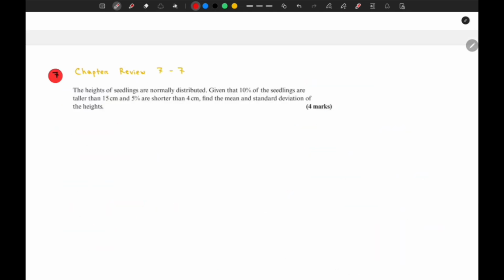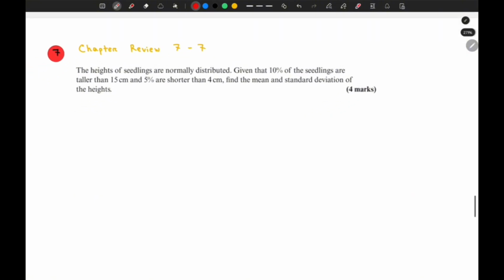Now let's move on to the next question. This is a question from chapter review 7, number 7. The heights of seedlings are normally distributed. So we do not know the mean and the variance nor the standard deviation. Given that 10% of the seedlings are taller than 15 centimeters and 5% are shorter than 4 centimeters, find the mean and standard deviation. So the mean and standard deviation are unknown.